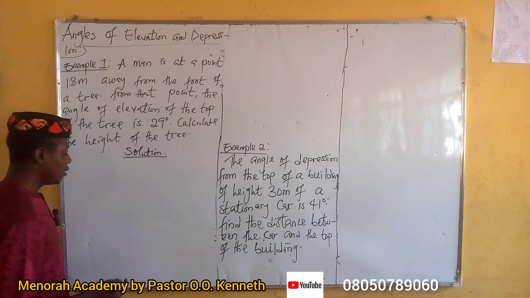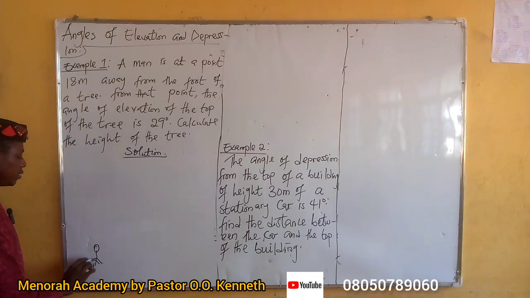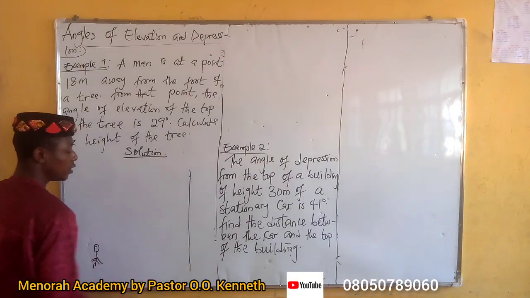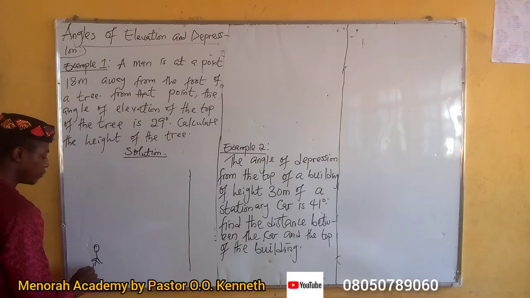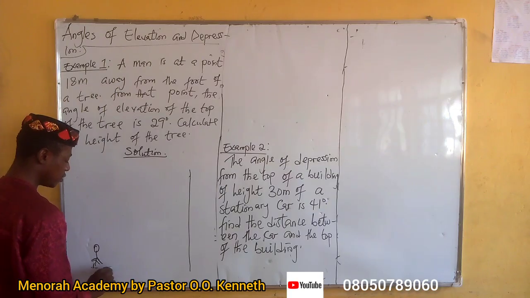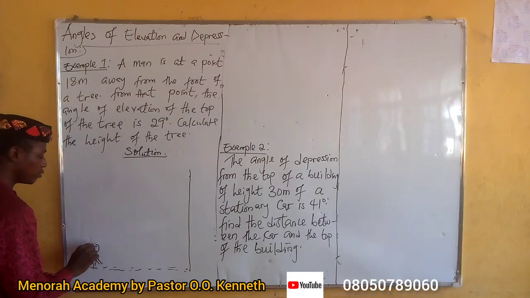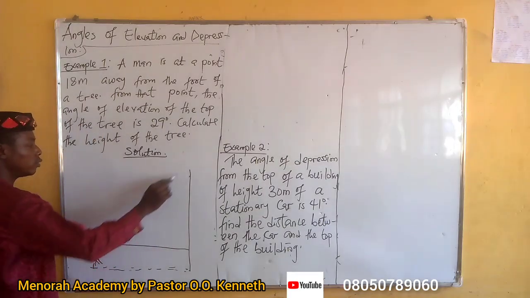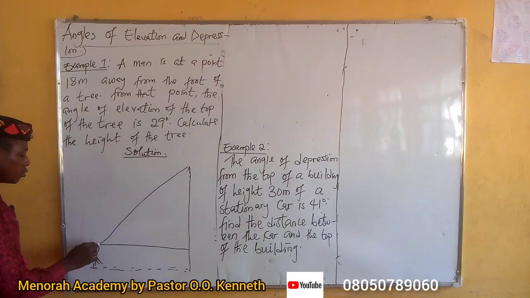Okay, so now let's assume that this is a man standing here, and this is a tree. This man is standing at the foot. Are we together now? This is just the ground level, and this is the eye level of the man. He stood here and looked up at the top of this tree. Look at his view, his sight.